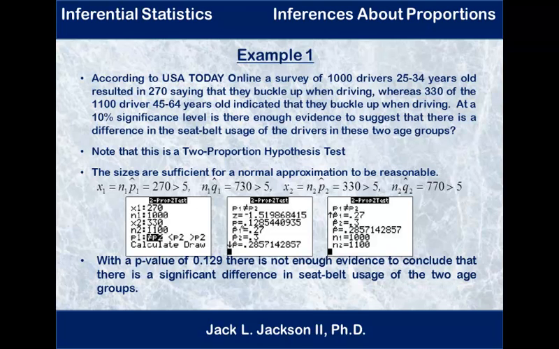And of course it is 0.129 compared to our alpha level of 0.1. 10% significance level means alpha is 10% or 0.1. P-value 0.129 is greater than alpha 0.1, and so there is not enough evidence to conclude that there is a significant difference in seatbelt usage of the two age groups. We do not reject the null hypothesis. The null hypothesis says that the two groups are the same, and so we don't have enough evidence to conclude that there's any difference.